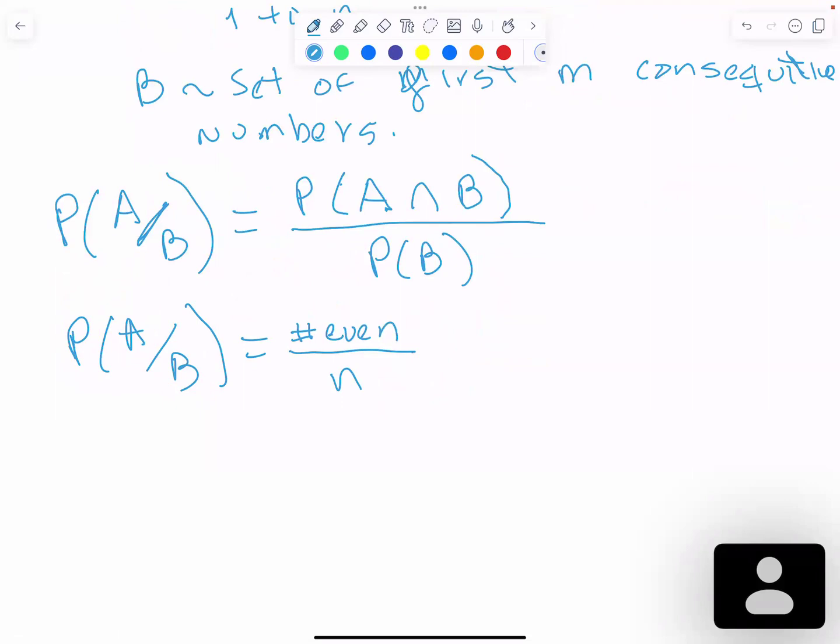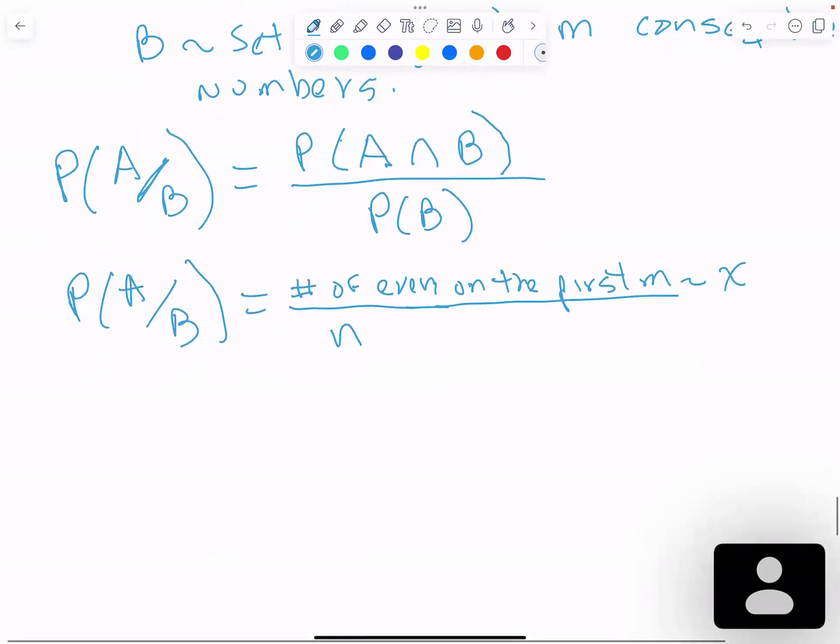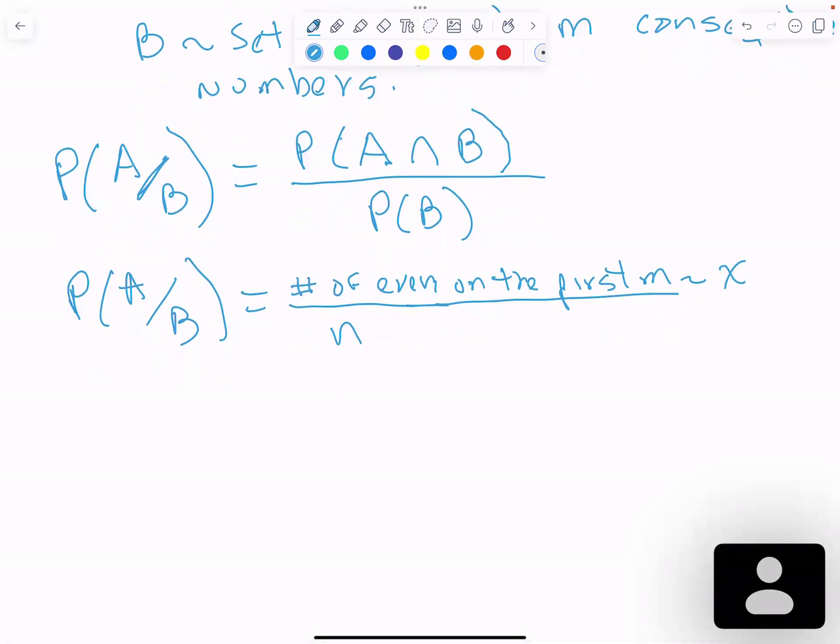The number of evens. Let me write it better. The number of evens in the first m numbers. I'm going to call this x for simplicity. x is the number of even numbers from the first m consecutive numbers.